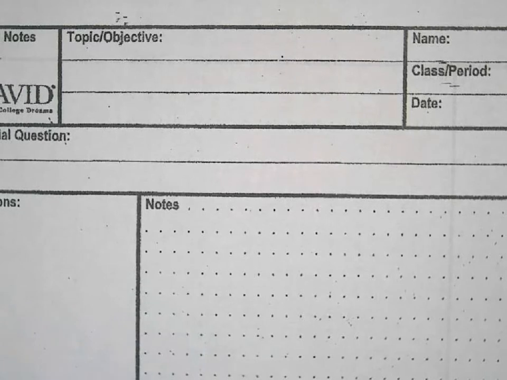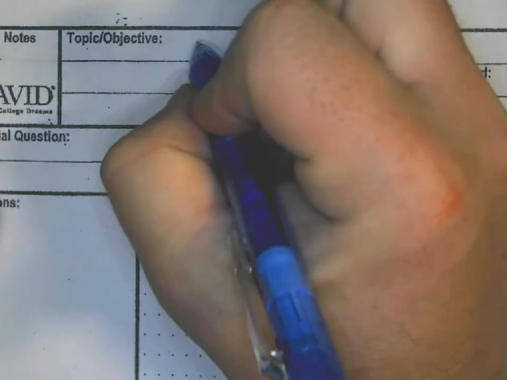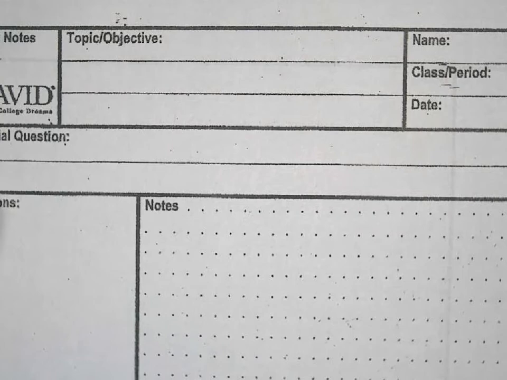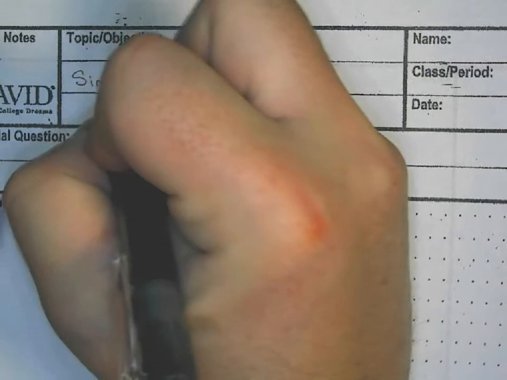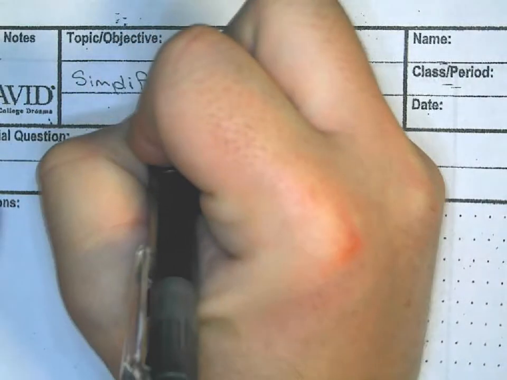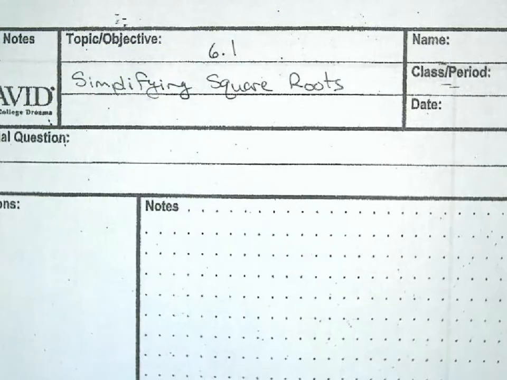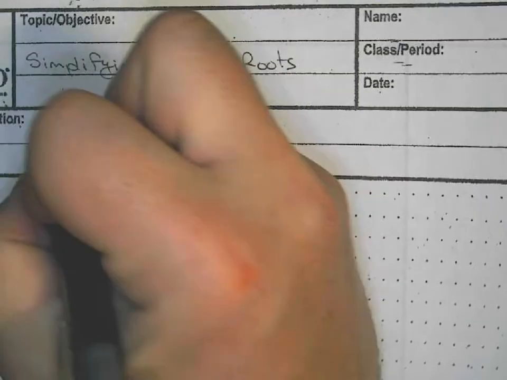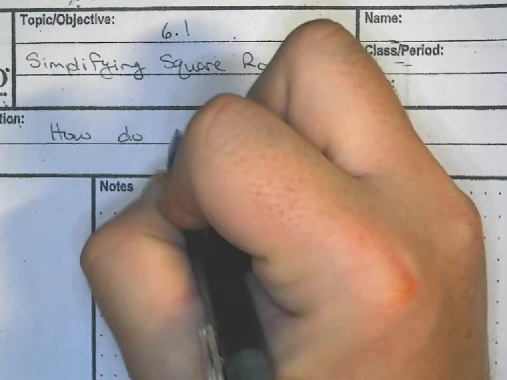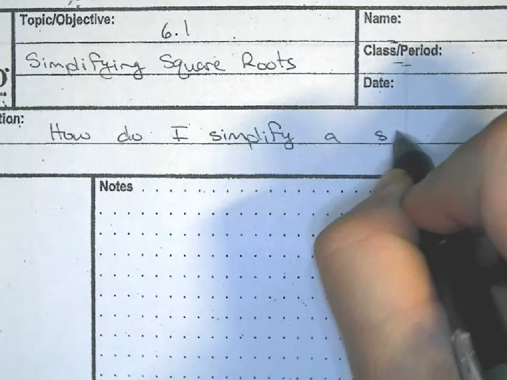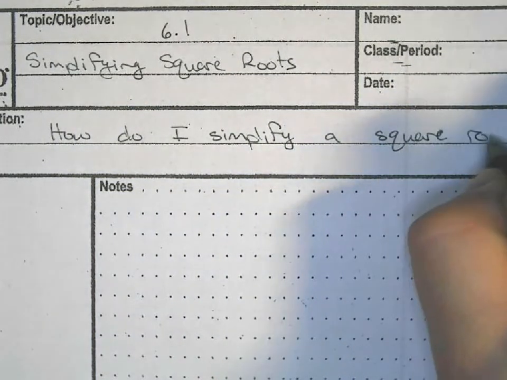In this video, we'll be looking at a new unit. So we'll be looking at 6.1. Simplifying square roots. And our essential question will be, how do I simplify a square root?